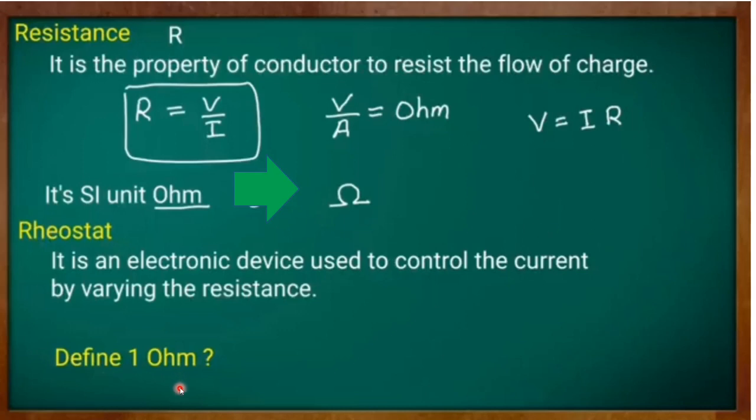We define 1 ohm as the electrical resistance between 2 points of a conductor when 1 volt of potential difference applied to these points produces 1 ampere of current. That means, when you apply 1 volt of potential difference to allow only 1 ampere of current to pass through the ends of a conductor, then it is called 1 ohm. Understood?